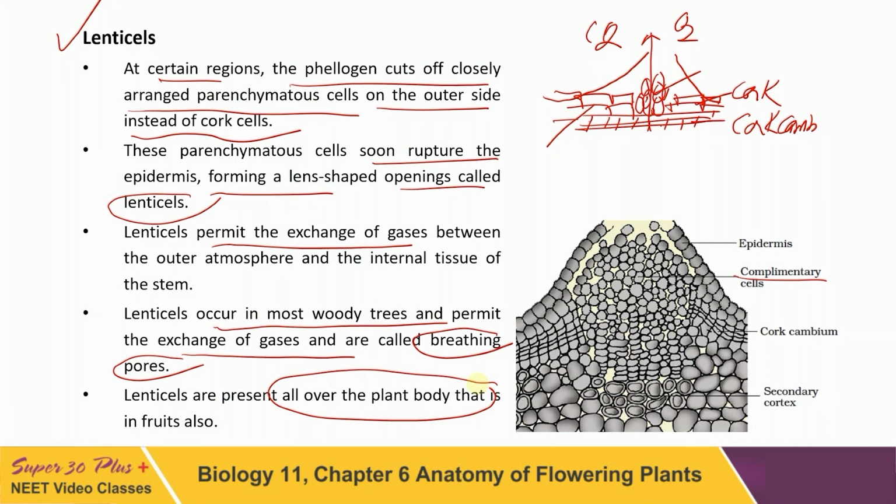You can see the diagram here. This is the secondary cortex, is it? This is the cork cambium. You can see that this tissue is the cork cambium. Inside this is the secondary cortex. Here these are the complementary cells. This is the ruptured epidermis, and this is the lenticel through which the gases will be exchanged. Is it right? Come to the next now.